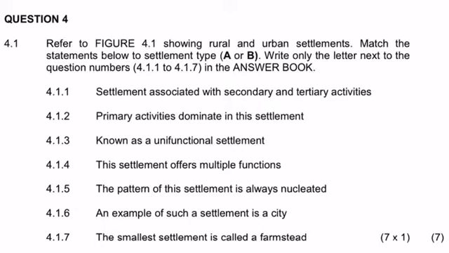4.1.4, this settlement offers multiple functions. Guys, I notice a trend. You can see 4.1.1 and 4.1.2 are questions which are related to each other. Somehow there's a relationship between these two questions. And now I notice that for 4.1.3 and 4.1.4, there's also a relationship. Since we said B, which is rural settlement, is a unifunctional settlement, then A could be multiple functions. I mean, it could be an answer to this question, which is a settlement that offers multiple functions.